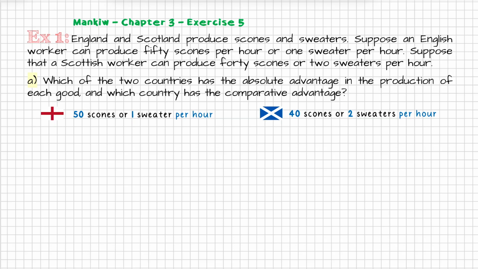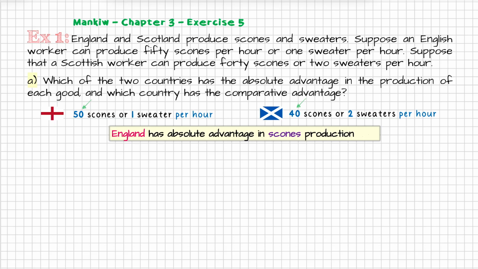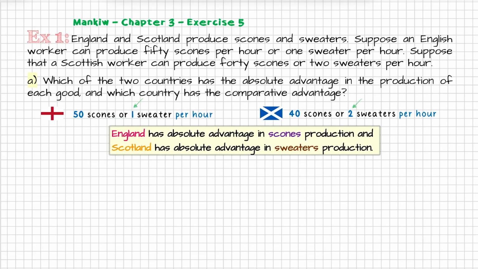Now let's determine the absolute advantage of each country. If they dedicate themselves only to producing scones, England can produce more scones than Scotland, 50 versus 40. So England has absolute advantage in scones production. Now, if they dedicate themselves only to producing sweaters, England produces just 1 sweater, while Scotland produces 2, 1 versus 2. So Scotland has absolute advantage in sweater production.